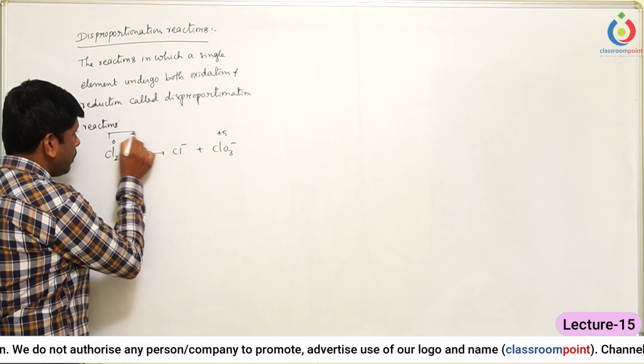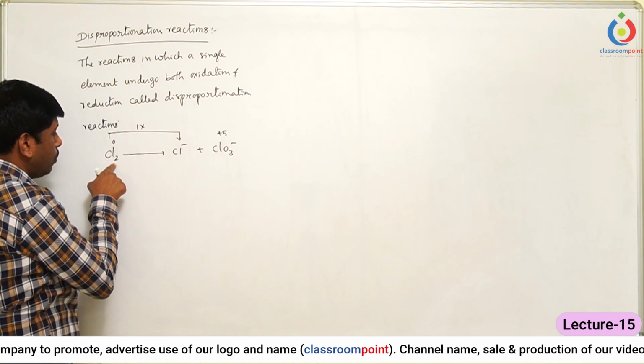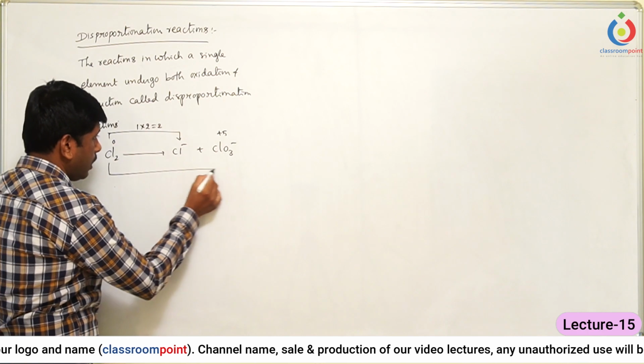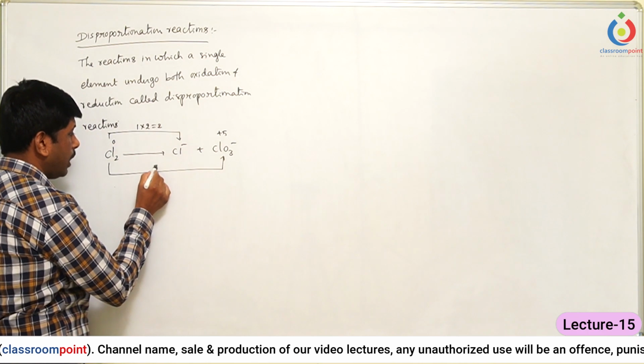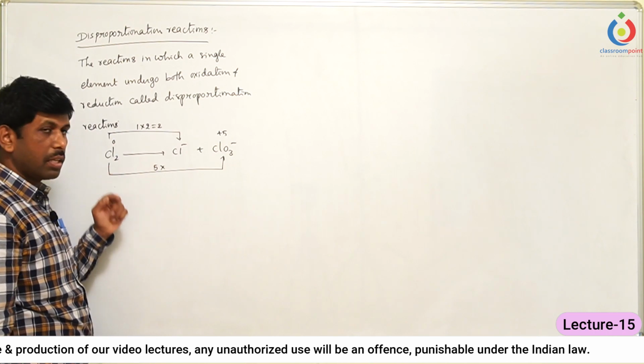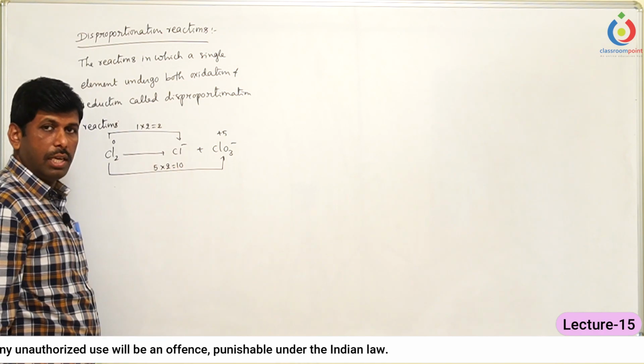So now let us see from here to here. The difference value is only 1. Like that 2 are there. So 2 into 1 equals 2. From here to here, the difference value is 5, 0 to 5. Like that, how many chlorines are there? 2 chlorines. So 2 into 5 equals totally 10 electrons.